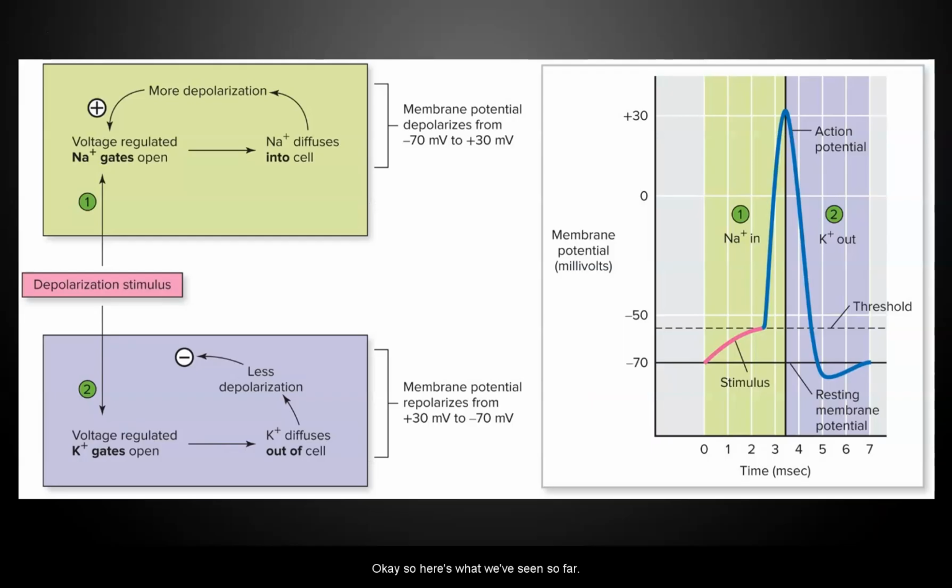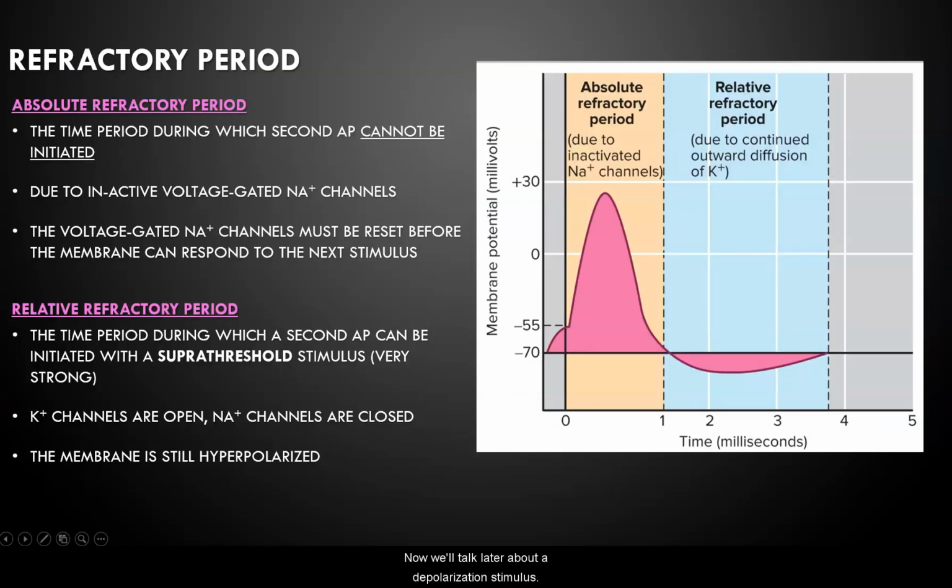Okay, so here's what we've seen so far. There is a depolarization stimulus. That means that the voltage-gated sodium channels open, sodium diffuses into the cell, and more depolarization occurs. Now we'll talk later about a depolarization stimulus. Now let's talk about a refractory period. And there are two types of refractory periods.